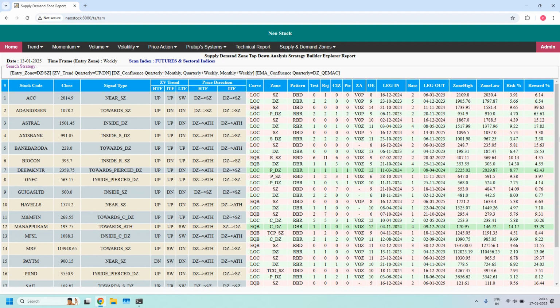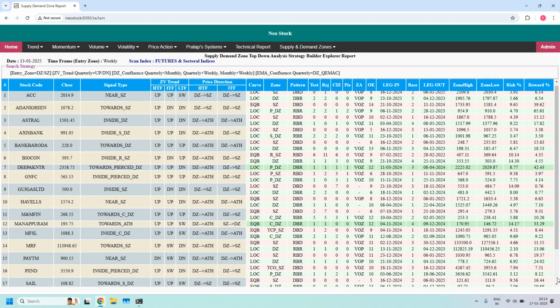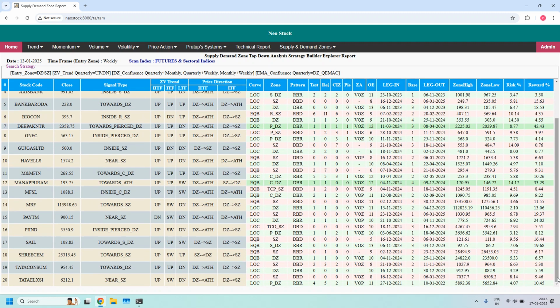20 stocks are filtered. All these 20 stocks are having quarterly EMA confluence. And weekly zone and monthly zone together part of the quarterly zone. I am scrolling the list down. So total 20 stocks are filtered. Okay, this is about demand zone confluence.